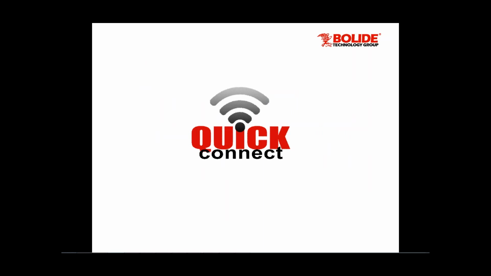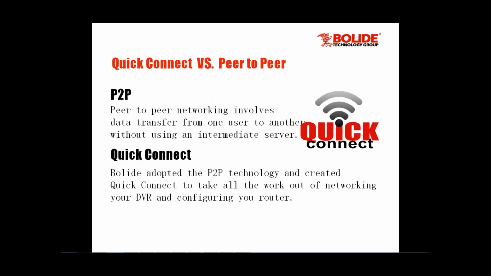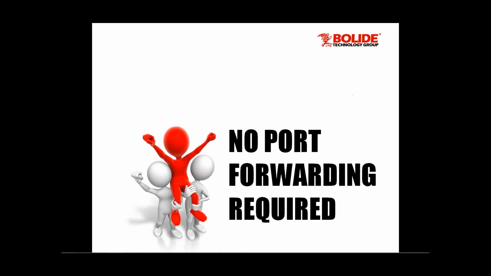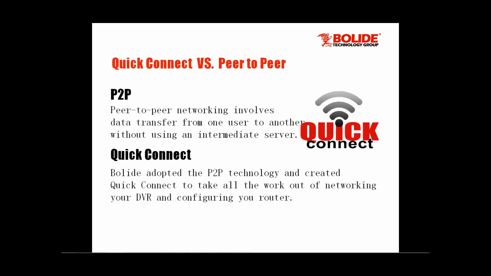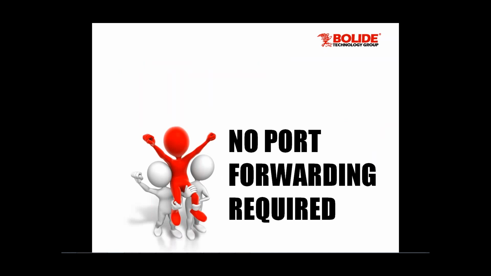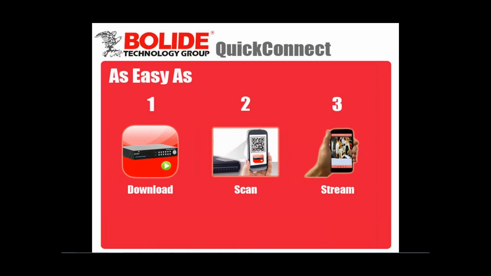One thing I'd like to mention is a feature that all of our customers love is Bolide QuickConnect. Okay, so what is QuickConnect? QuickConnect is the easiest way that you can set up DVRs for remote viewing. All you have to do is scan the QR code on the DVR unit, enter your app, and you're viewing your DVRs. It's automatic port forwarding. Mike, can you elaborate on Bolide QuickConnect?